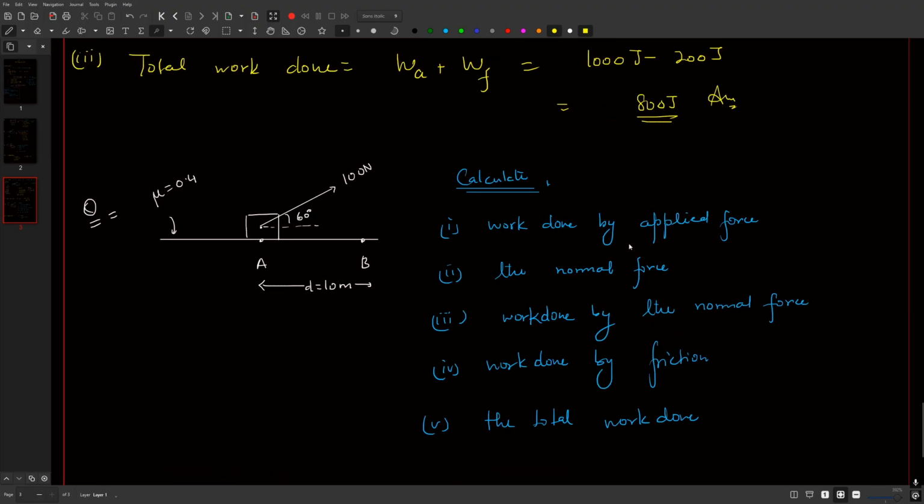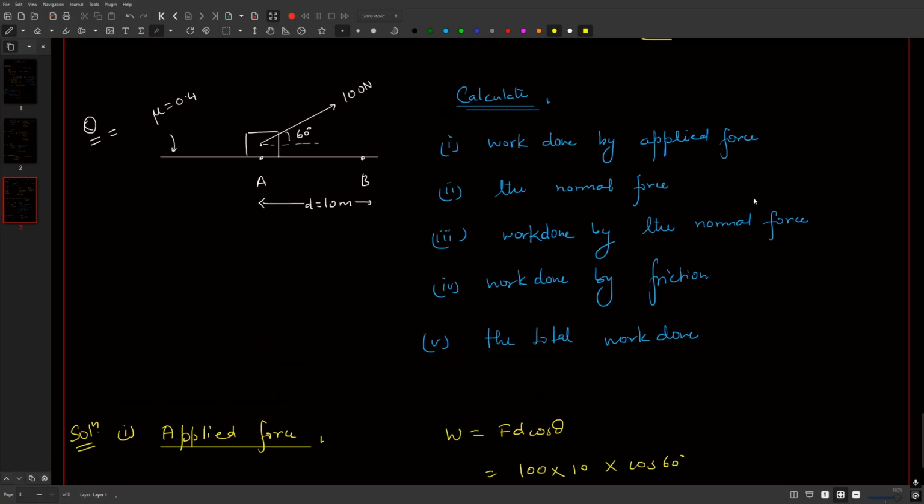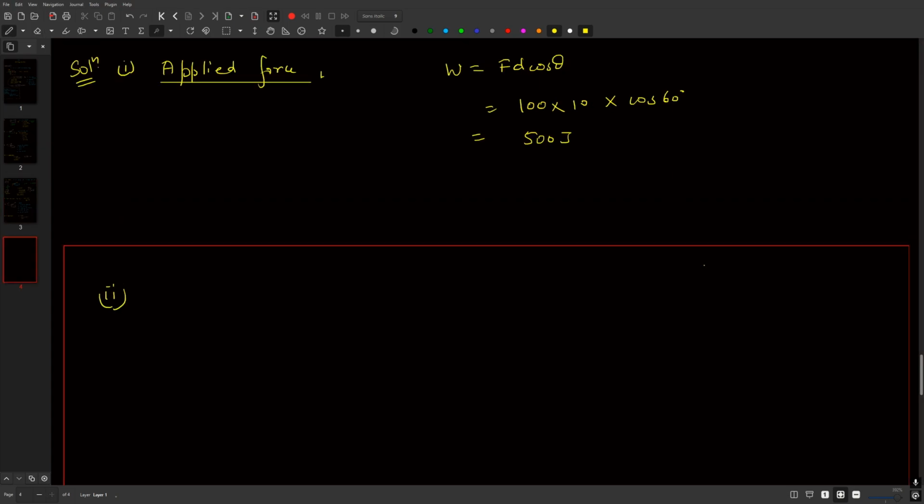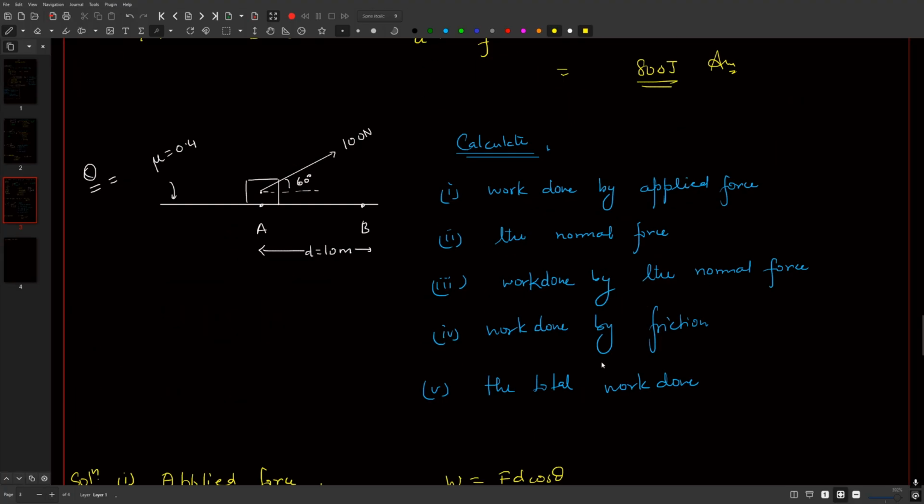Second, the question is asking to calculate the normal force. So first we need to determine what the normal force is. Now in this case, if you got your answer for the normal force as equal to the weight of the box, then that is incorrect. By the way, the mass of the box here is 10 kg. I seem to have forgotten to mention that.